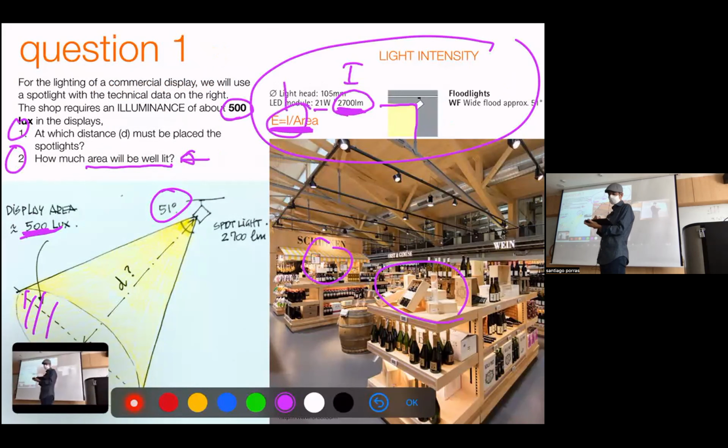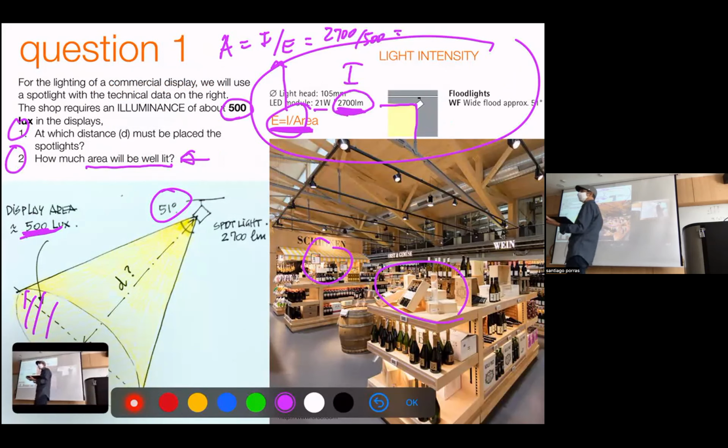So the area is I divided by A, right? Is 2700 divided by 500. And that is how much? Come on, you can go so far. Can anybody make the numbers? Mentally, yeah, it's easier. It's like 5 point something, a bit less than 6. 5.5 more or less, 5.4, right?